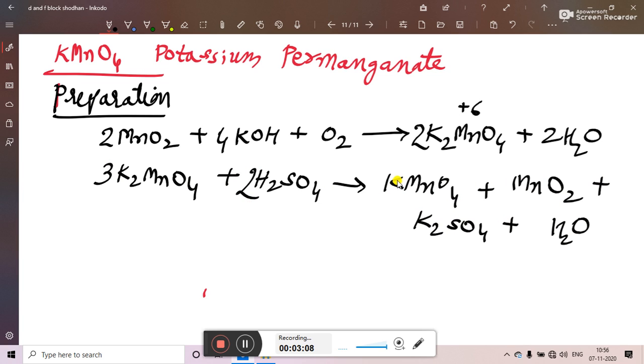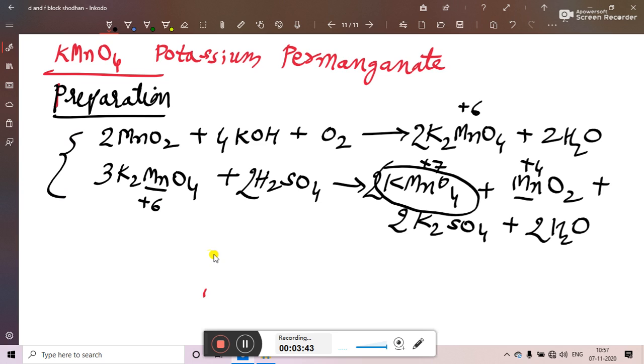So it produces 2 KMnO4 plus MnO2 plus 2 K2SO4 plus 2 H2O. In this way we will obtain potassium permanganate having Mn in the plus 7 oxidation state. So here K2MnO4 is having manganese plus 6, which undergoes oxidation to plus 7 as well as reduction to MnO2 having Mn in plus 4 oxidation state. So these are the two steps for the preparation of KMnO4.